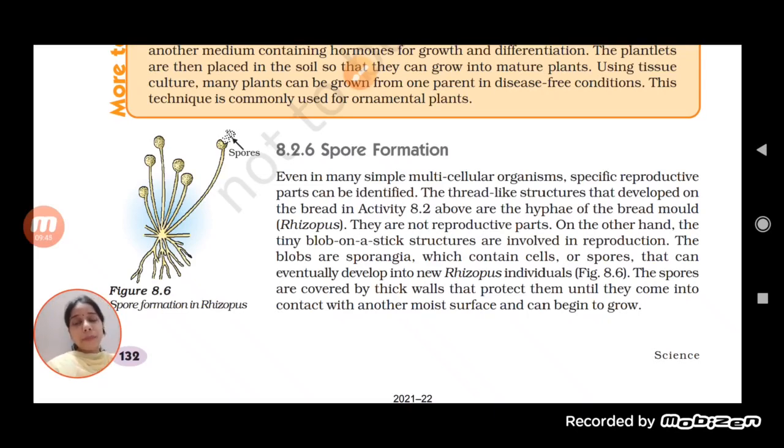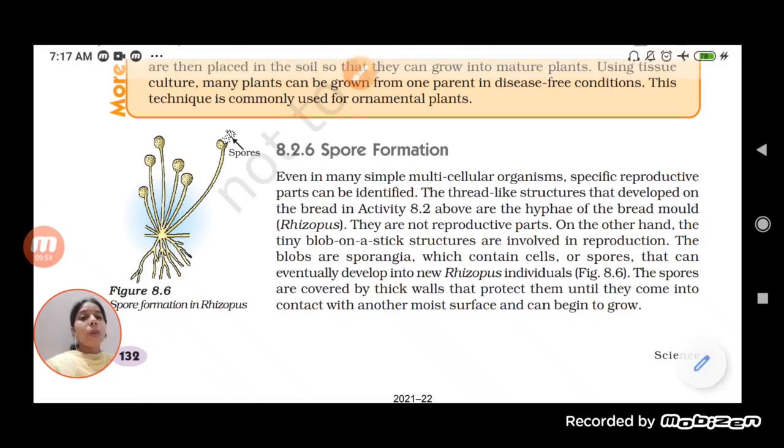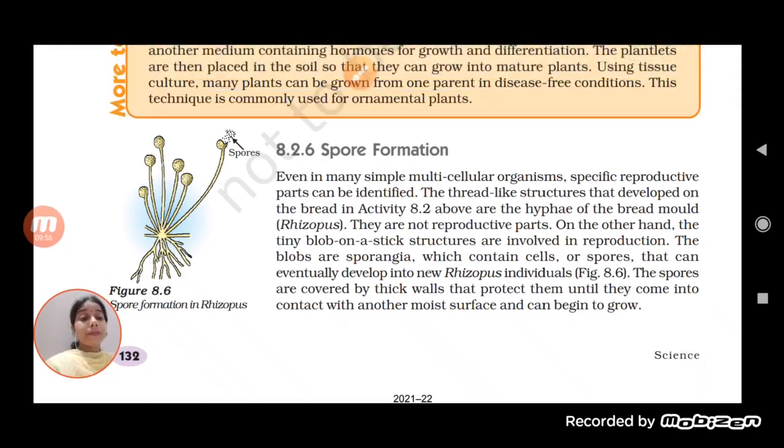What happened when you kept bread for a longer period of time? Due to the presence of moisture, it will be attacked by fungus, right? So we can say here that it is attacked by the fungus. What kind of fungus will it be? It is the mold. That fungus is mold, that's why it is called bread mold.